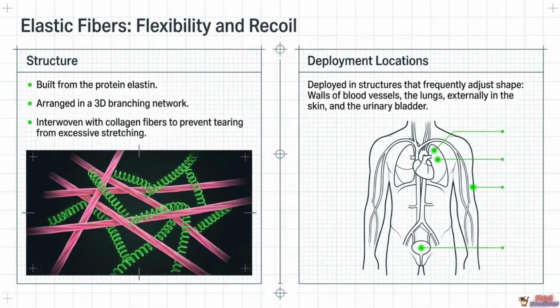They are intimately interwoven with sturdier collagen fibers. This partnership is brilliant. The elastin allows the tissue to stretch, while the collagen locks in a maximum stretch limit to prevent the tissue from tearing under excessive force. Because of these unique properties, elastic fibers are deployed heavily in anatomical structures that must frequently adjust their shape and volume. You will find them abundantly in the walls of blood vessels, within the expanding tissues of the lungs, externally in the dermal layer of the skin, and lining the urinary bladder.